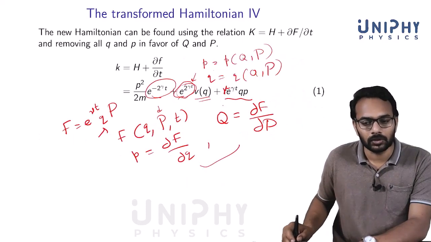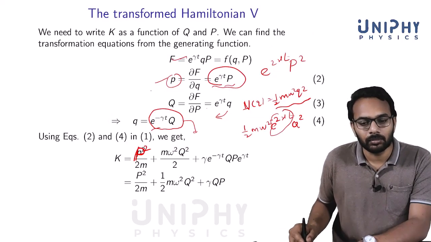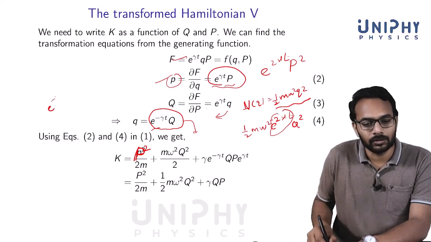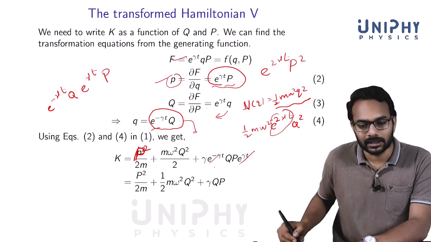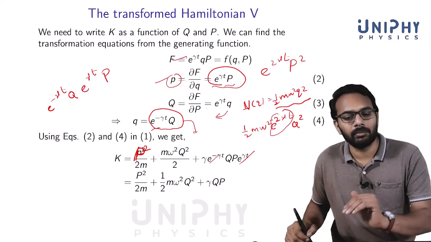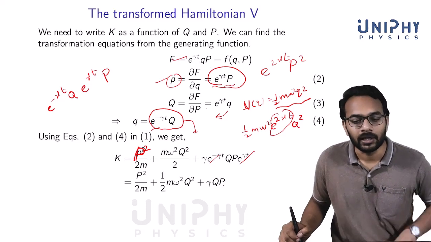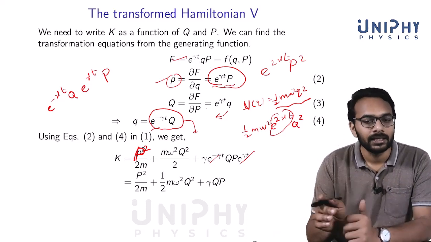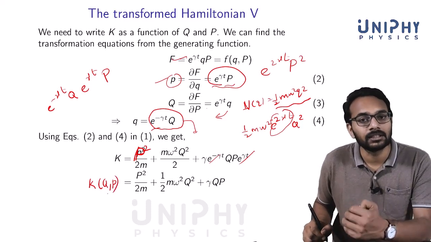That's not all. We have got this extra term here, gamma e raised to gamma t multiplied by small q small p. So what's small q small p for you? It's e raised to minus gamma t capital Q multiplied by e raised to gamma t capital P. So that will just cancel off and you get P square by 2m plus half m omega square Q square plus gamma Q P, all in terms of capital Q and capital P. So this is the transformed Hamiltonian for you. This is the final answer.